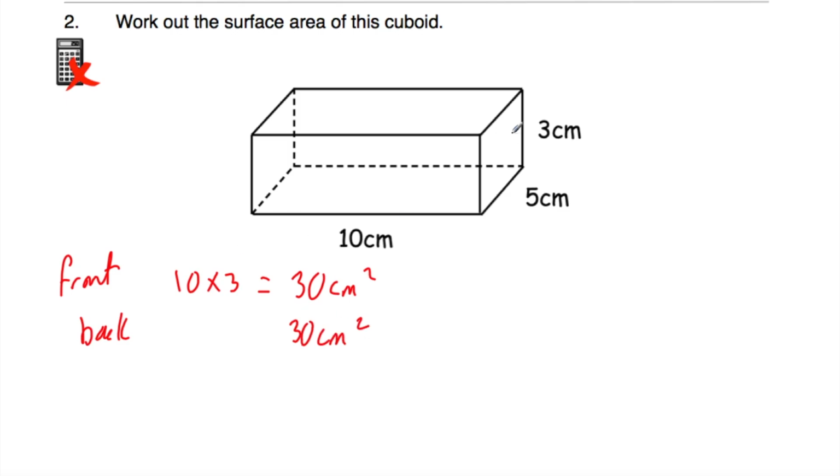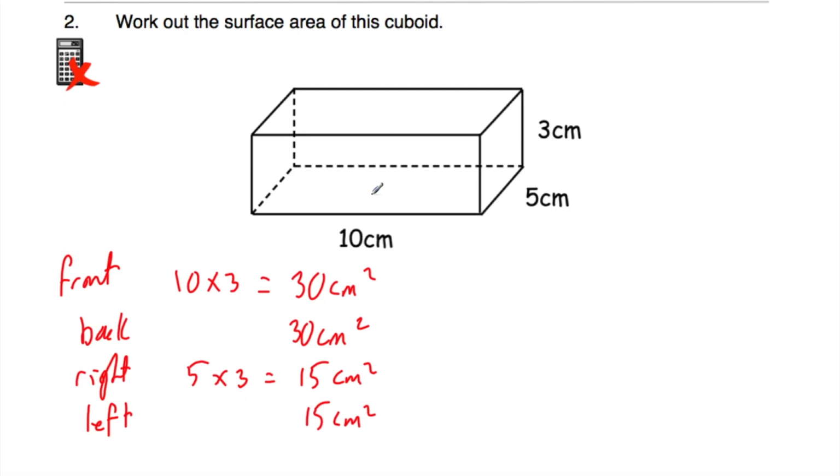Now let's check out the right-hand side. It's another rectangle. It's got a length of 5 centimeters and a width of 3 centimeters. So for the right-hand side, 5 times 3 is equal to 15 centimeters squared. So that's the area of this right face of the cuboid, and the left-hand side will have the same area, 15 centimeters squared. We've now done the front, the back, the right-hand side and the left-hand side. We just now need to do the top and the bottom.